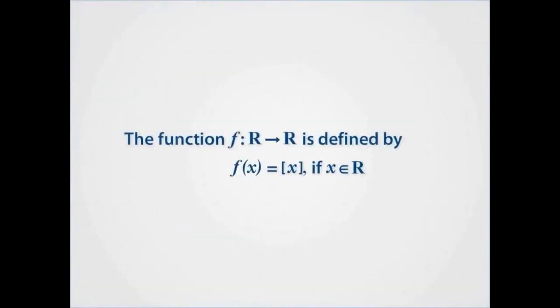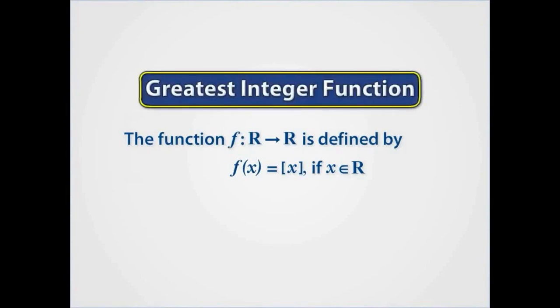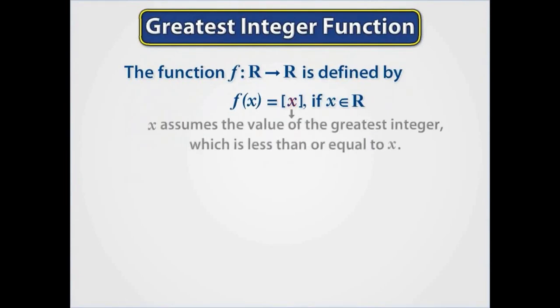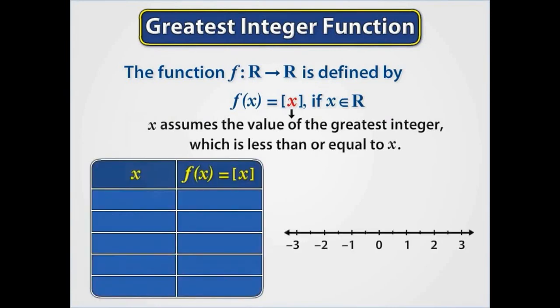Now let's look at this function. It is called a greatest integer function. The function is named so because f(x) assumes the value of the greatest integer which is less than or equal to x. Let's take some real values of x and see the output of the function.